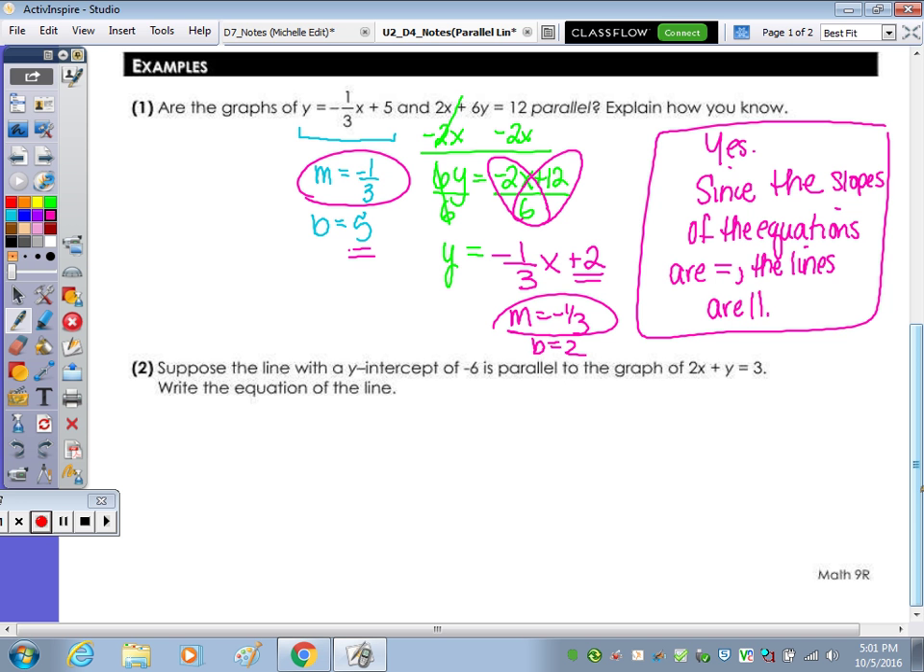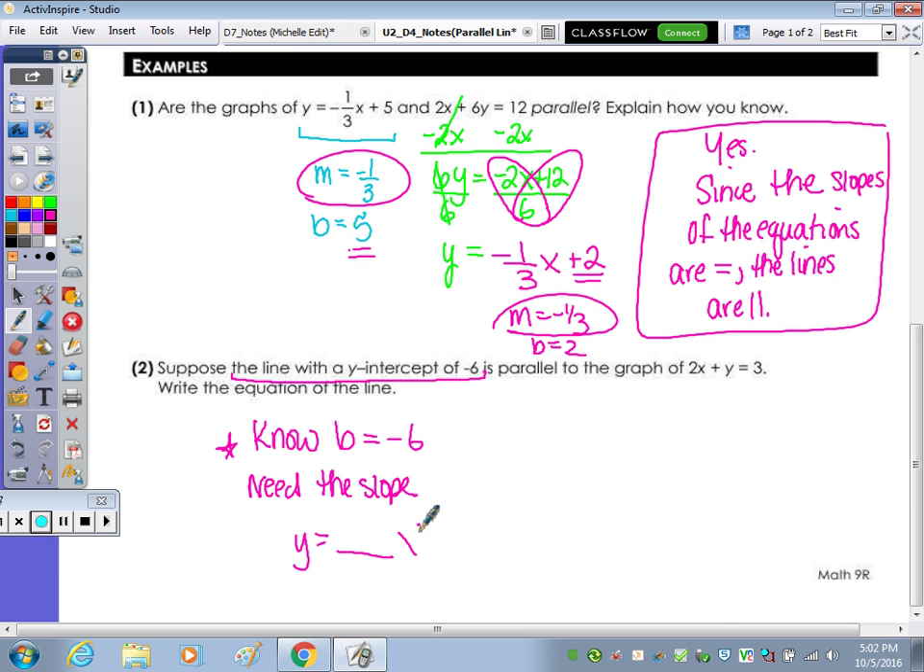Number 2 says, suppose the line with a y-intercept of negative 6 is parallel to the graph of 2x plus y equals 3. Write the equation of the line. So the line, we already know, has a y-intercept, or b, of negative 6. We need to know the slope. I already have my y equals, I need my slope, x, and I know it's going to be minus 6. That's my answer.